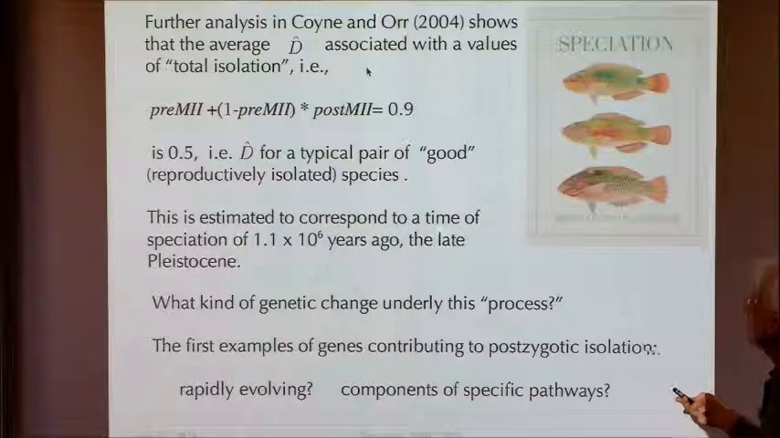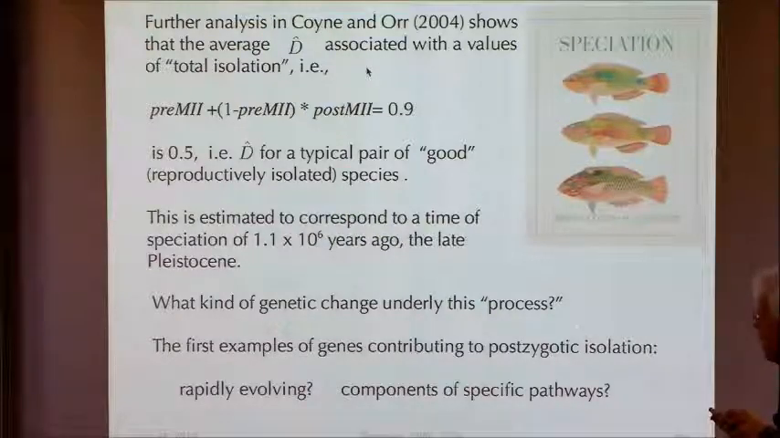So anyway, this leads to an estimate of about 1 million years for the species, as we talked about before. And now I want to turn our attention to this issue: what can we learn about the actual biological process that underlies this isolation, and in particular for post-zygotic isolation, which, as you'll see in a minute, is much easier to attack than pre-mating? How rapidly does it evolve? What can we say about how it evolves? And can we recognize certain components or pathways of biology that are contributing to post-mating isolation in some excess or in some unique way?